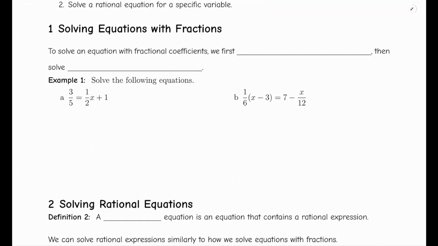To solve an equation with fractional coefficients, we first clear the denominators. We do this by multiplying by the LCD. Then solve the resulting equation.